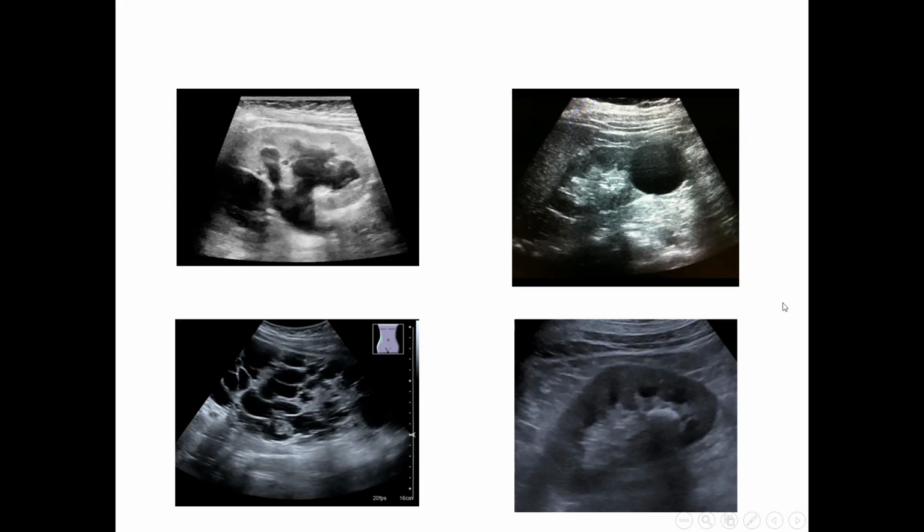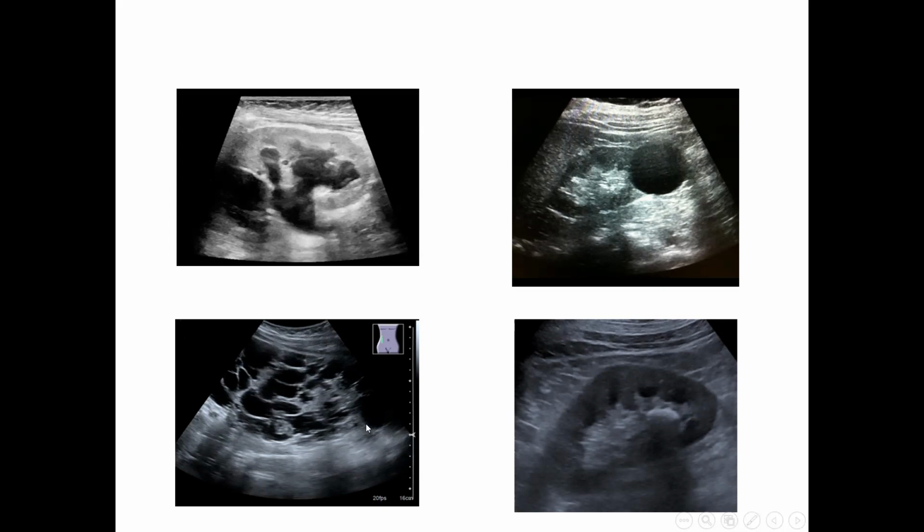It's the other way around in cases of stone. There's a stone here in the lower calyx, and the sound waves are not allowed to pass through. So you have a black shadowing, an acoustic shadowing, because the sound waves are reflected back. They don't pass through this. That is why you have a black shadowing here. And in a cyst, it's the other way around, because they easily pass through the fluid. In fact, the sound waves pass more quickly through the fluid.